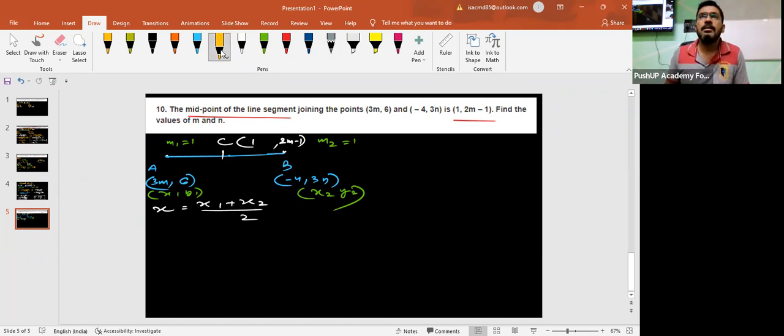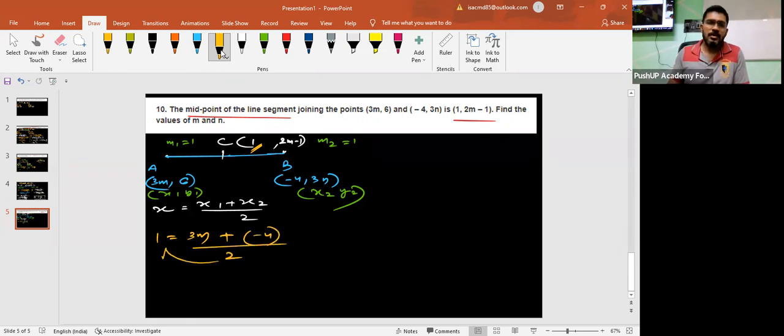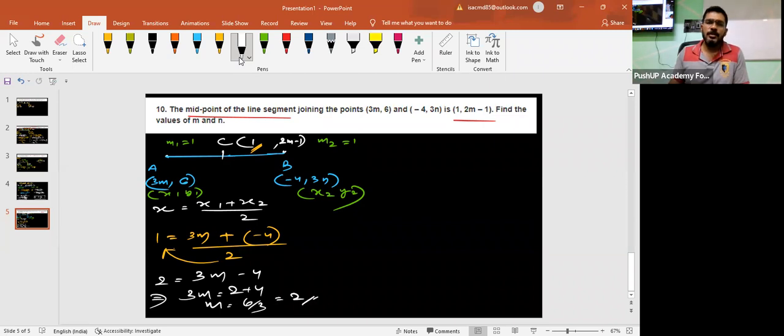What is the x coordinate of the center? It is 1. So 1 is equal to (x1 + x2) by 2, where x1 is 3m plus x2 is minus 4, divided by 2. Let's cross multiply. So we get 2 into 1 is equal to 2, and 3m plus minus 4 is 3m minus 4. So this implies 3m is equal to 2 plus 4, or m is equal to 6 by 3, which is equal to 2. That's it. You got the value of m.